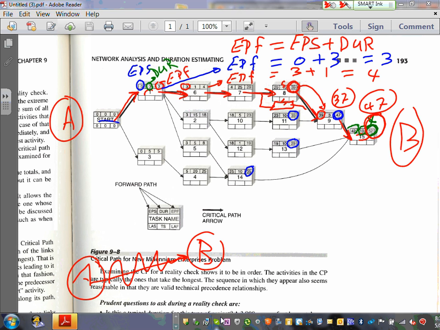So earliest possible start, duration, earliest possible finish. These are terminology, very easy, guys, but very, very important. Any comments, guys? Any questions?